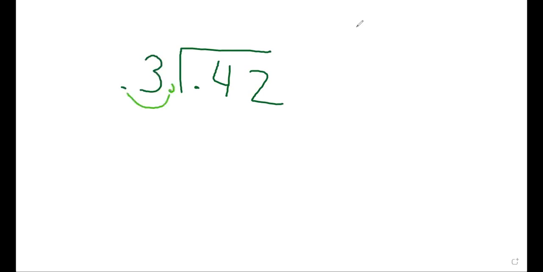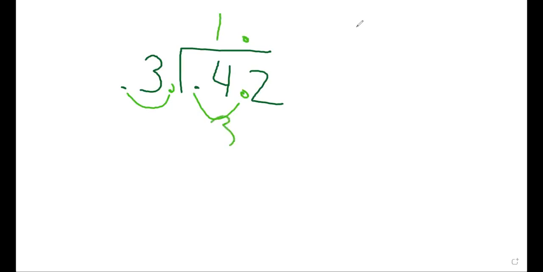Division with decimals is a little harder. That's why I like to save it for last. So let's say I have 0.42 and 0.3. First thing you want to do is move the decimal place over. So since I moved it over 1 there, I need to move it over 1 here and put it right above. Okay, so 3 goes into 4 one time.